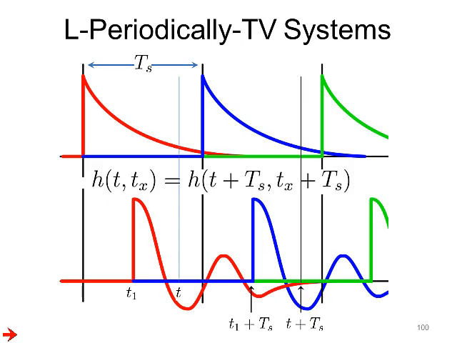Now, a linear periodically time-varying system is a special case of a linear time-varying system where there is time invariance for special values of delay.